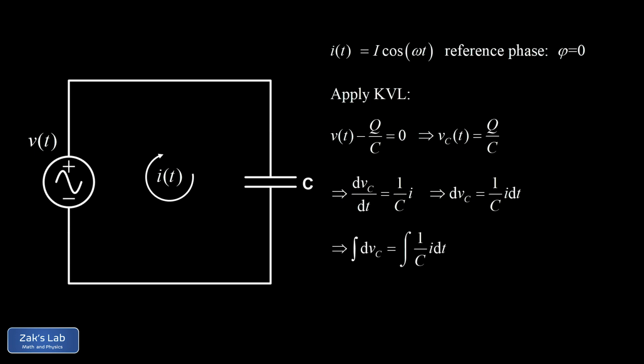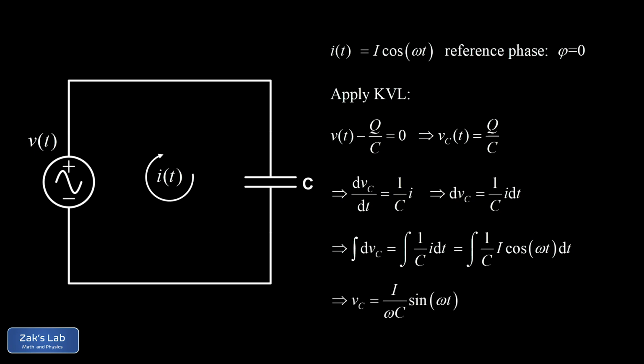So we need to compute this integral, 1 over C times I dt, where I is a function of t given by that formula up at the top. Now we can sub in our current function, and we're looking at the integral of 1 over C times I cosine omega t dt. The I over C is the spectator in that integral, and when we guess the antiderivative of cosine omega t, we get 1 over omega sine omega t. The 1 over omega takes care of the chain rule.